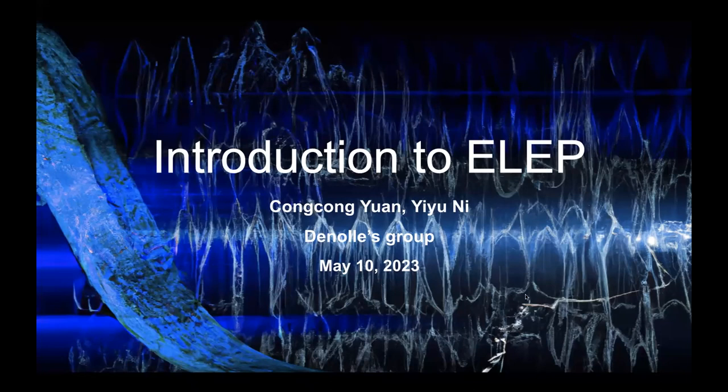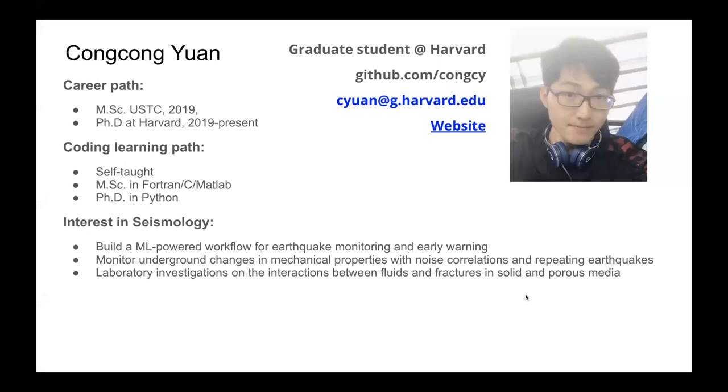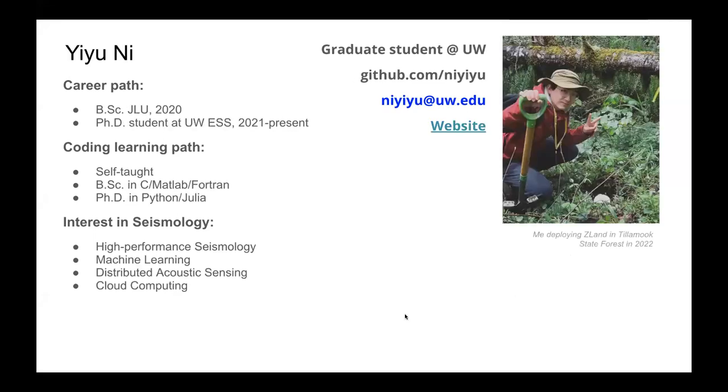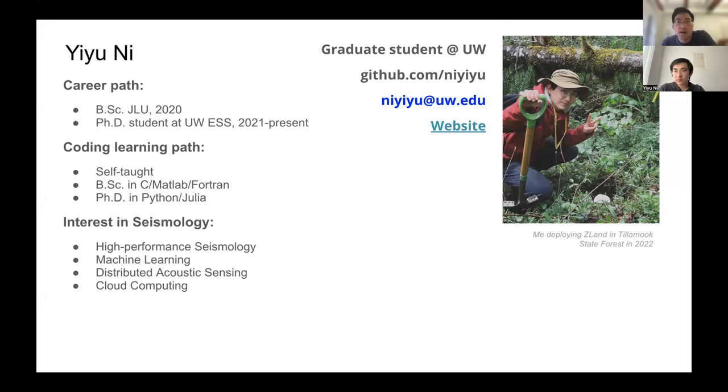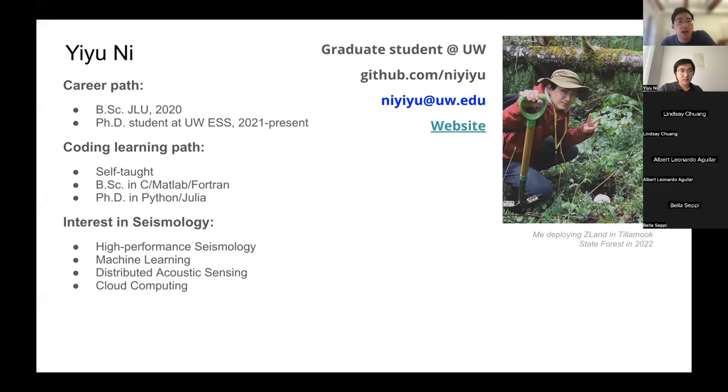First I want to introduce a little bit about myself. I'm currently a fourth year PhD student at Harvard. I'm working with Marine on ambient noise monitoring and also building some machine learning models for processing earthquake data, potentially for earthquake early warning. And Yiyu, I think everybody already knows, if you attended the early session. Yiyu is a second year PhD student at the University of Washington. We are in the same group, and he's particularly interested in high performance computing in seismology.